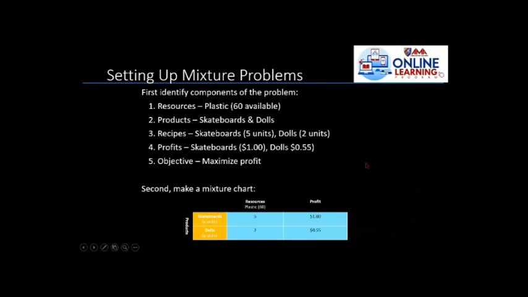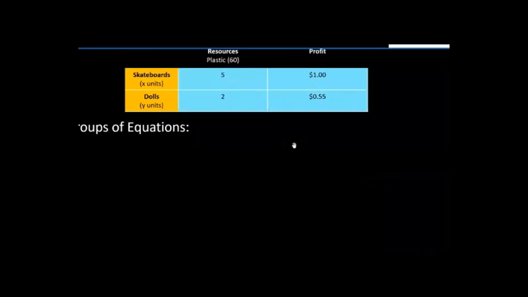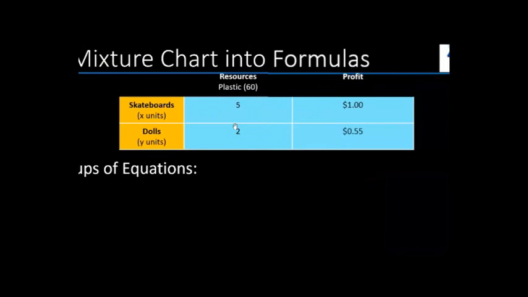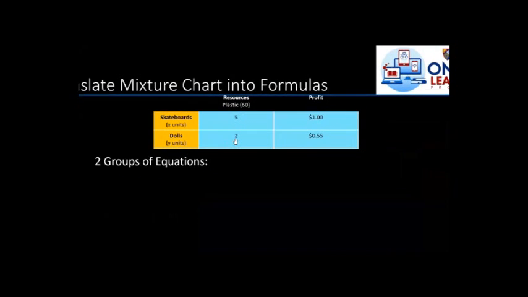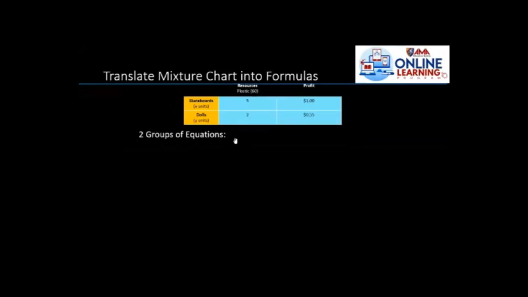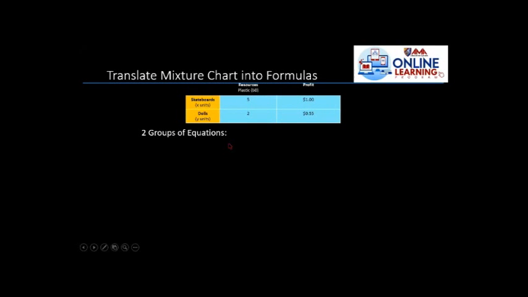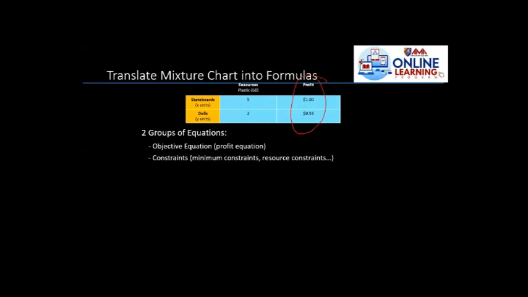So after formulating or making the mixture chart, gagawa ka ng dalawang equation. So ito yung mixture chart mo, kinapi mo lang. So gagawa ka ng dalawang equation. Ano yung dalawang equation na yun? Objective equation and yung constraints equation. So yung objective equation is based on the profit equation sa profit column. While yung constraints naman, obviously, yung resources.